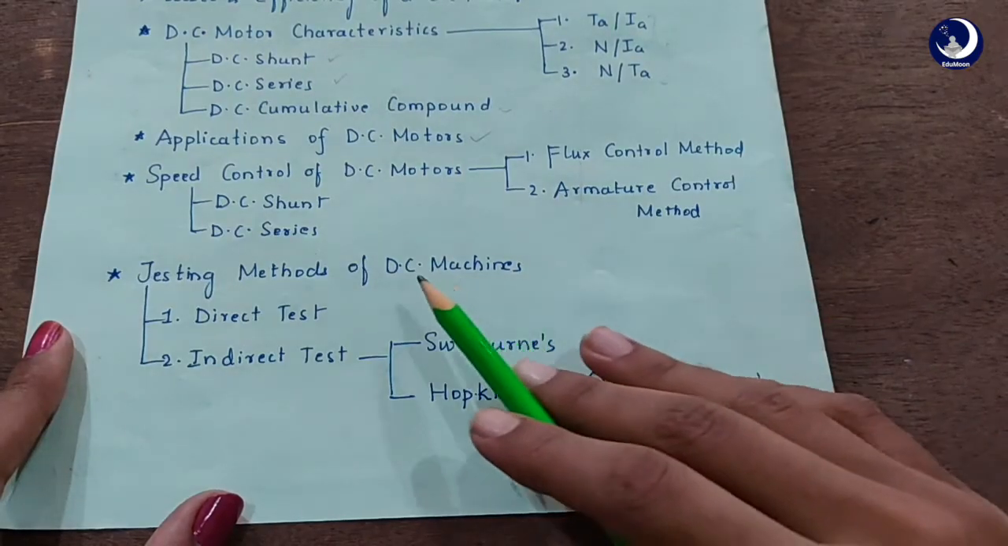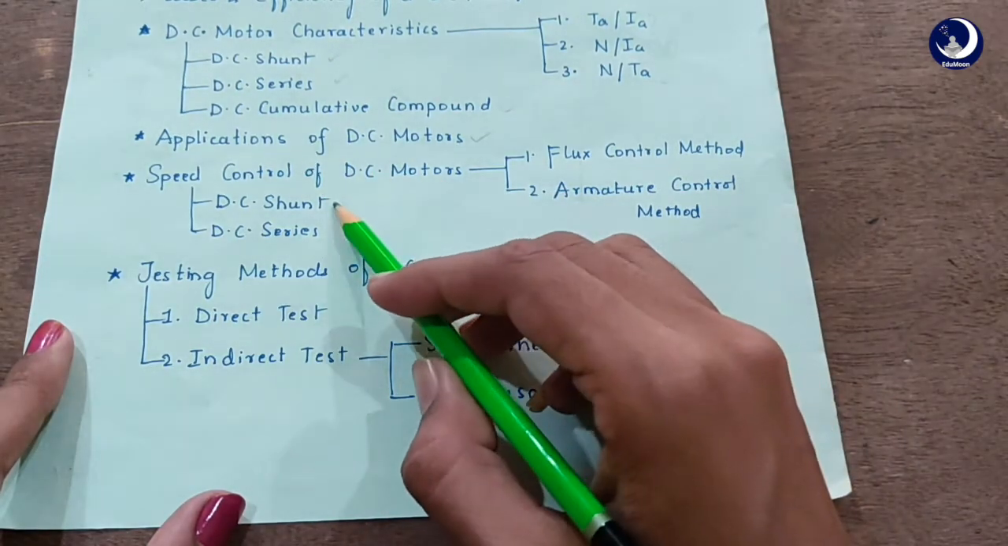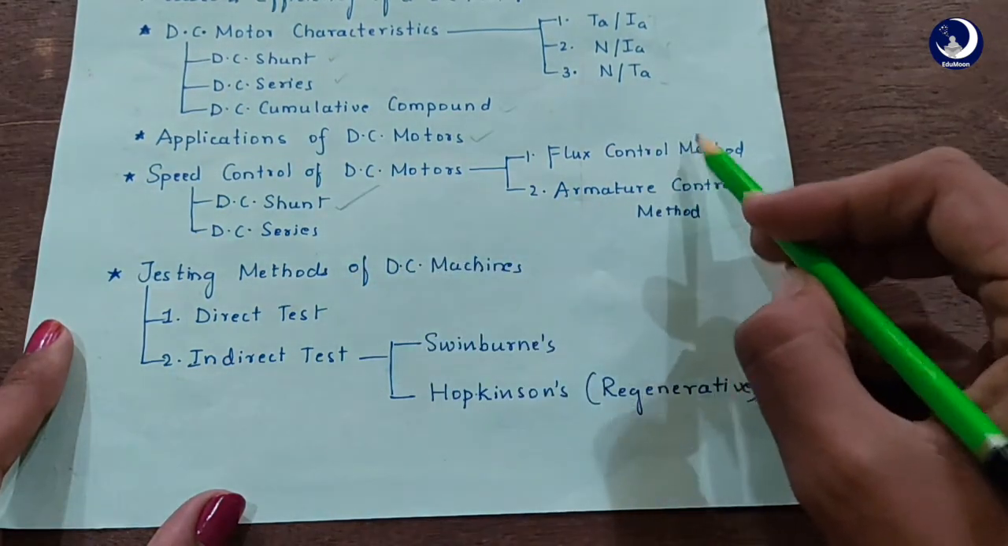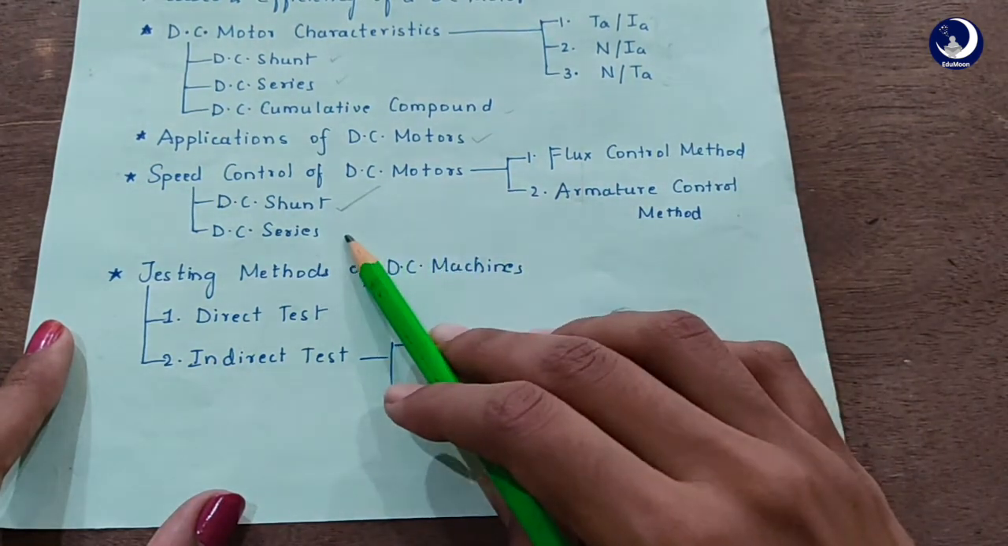In this lecture video, we have finished the speed control of DC motors for the DC shunt motor. That is, we have discussed both the flux control method and armature control method. Let's continue it in the next lecture video.